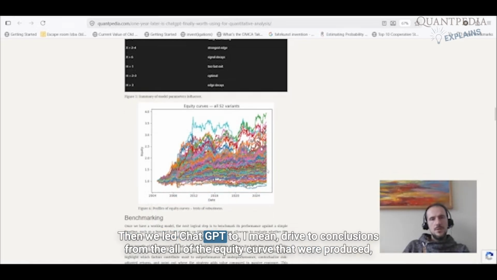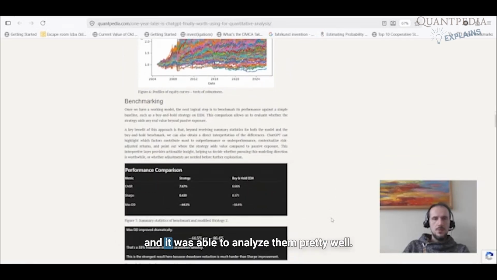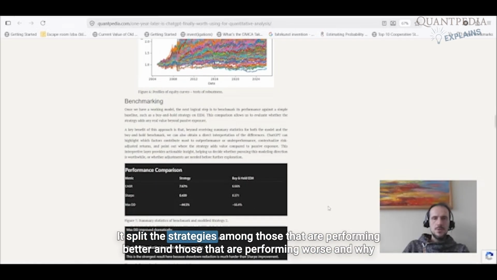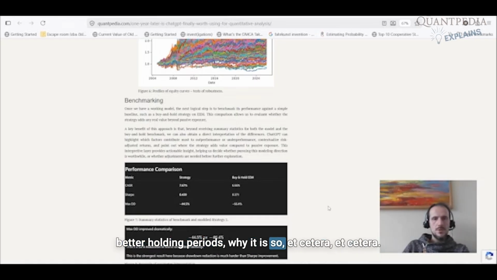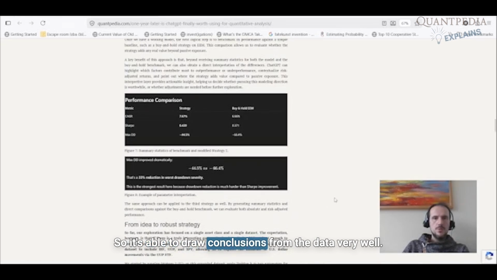Then we let ChatGPT draw conclusions from all of the equity curves that were produced, and it was able to analyze them pretty well. It split the strategies among those that are performing better and those that are performing worse, and why they are performing better and why they are performing worse, which are the better lookback periods, which are the better holding periods, why they did so, etc. So it's able to draw conclusions from the data very well.